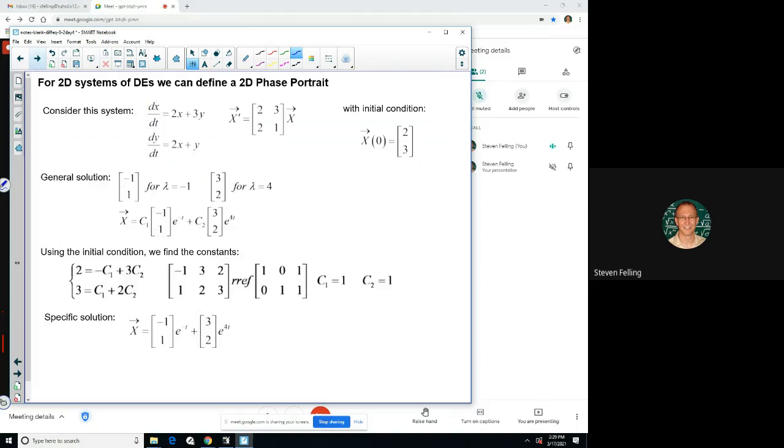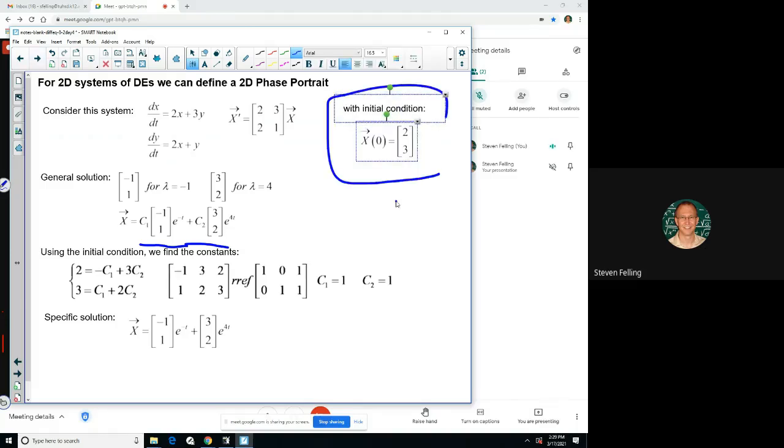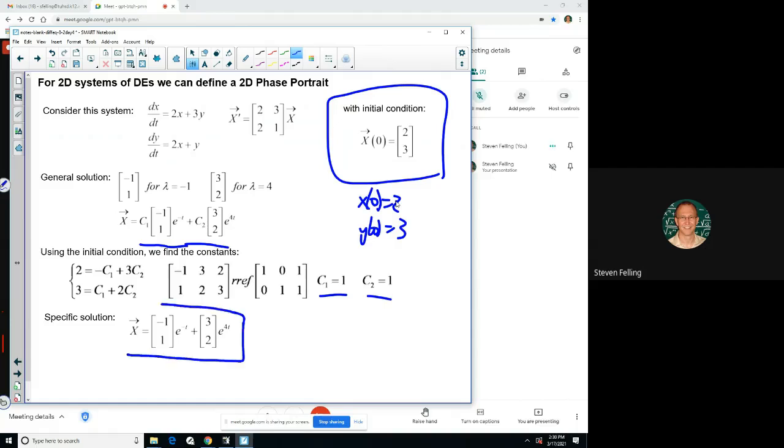Right, so then we could form the general solution, which would be C1 times the first eigenvector times e to the -1t plus C2 times the second eigenvector times e to the 4t. And then if we are given an initial condition like this, then we can go ahead and plug that in, because this is saying that x when t is 0 is 2 and y at t at 0 is 3. You could plug those in here to get the two equations, and use the system solution method to solve for what C1 and C2 are. In this case, they both happen to be 1, and so this is the specific solution that goes with this initial condition.